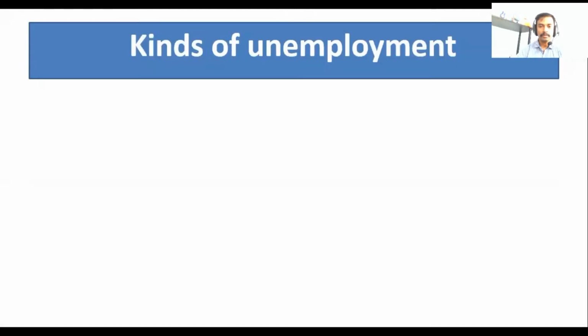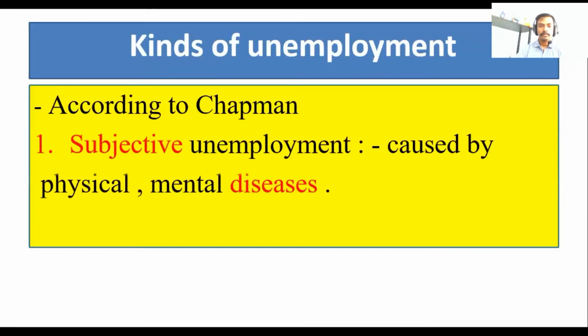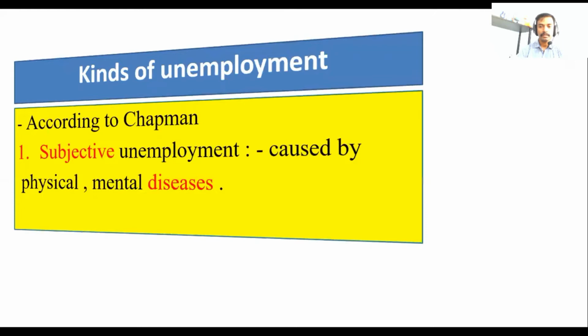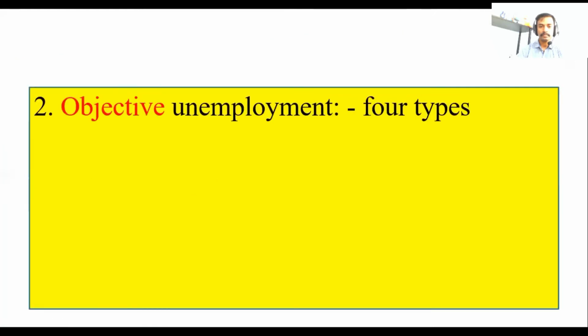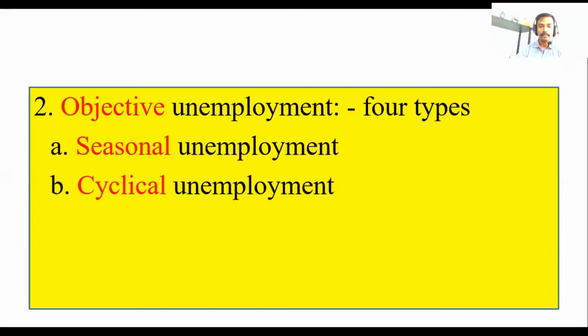Then kinds of unemployment. Subjective unemployment is due to diseases, subjective factors or disabilities. Second, objective unemployment, of 4 types. Seasonal, for example agricultural jobs only in rainy seasons. Cyclical, for example one month having a job, another month losing the job, the next month getting a job, like this.